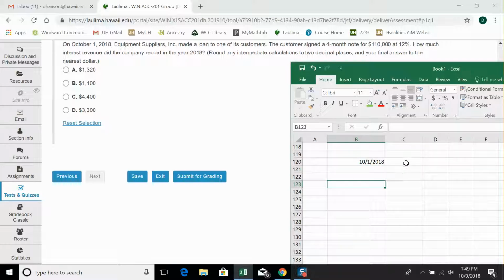So you're looking at the time frame October 1st to December 31st, 2018. So it's okay if you use your fingers if you need to count out the number of months, but that's actually October, that's 1 month, all of November, that's 2 months, and all of December, that's 3 months. So you're looking at a 3-month time frame that we need to figure interest out for.